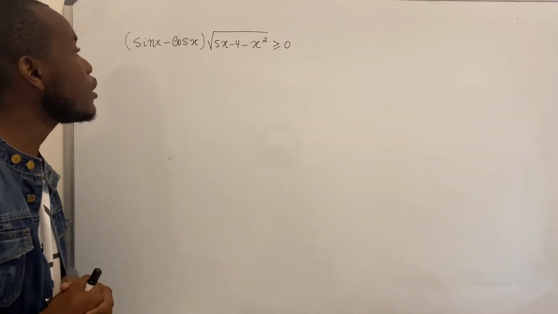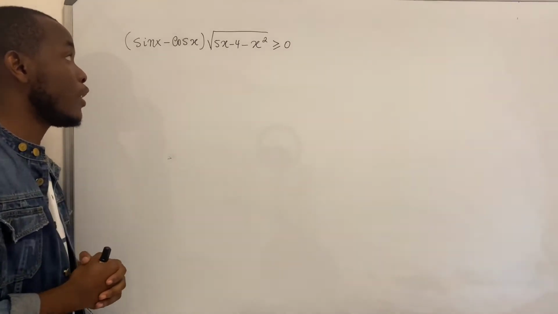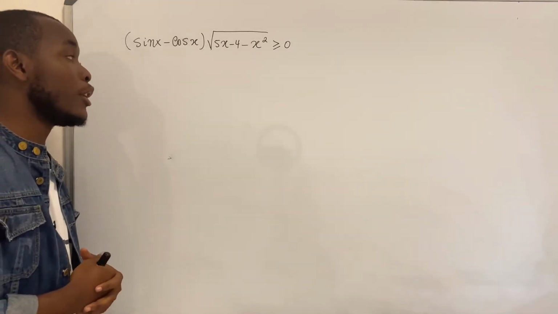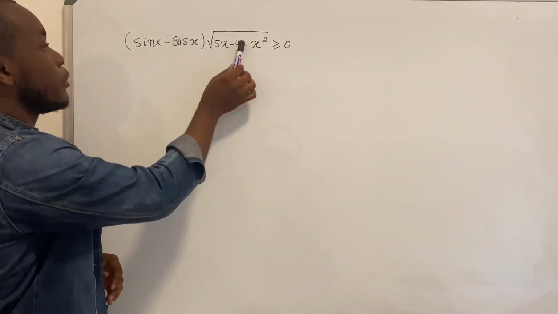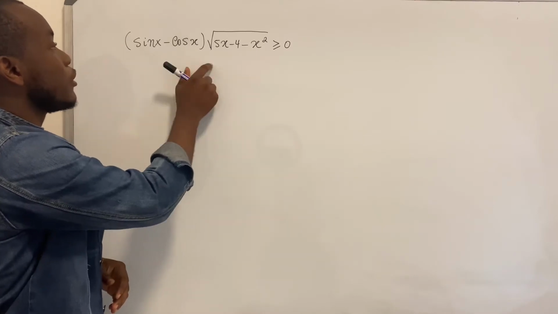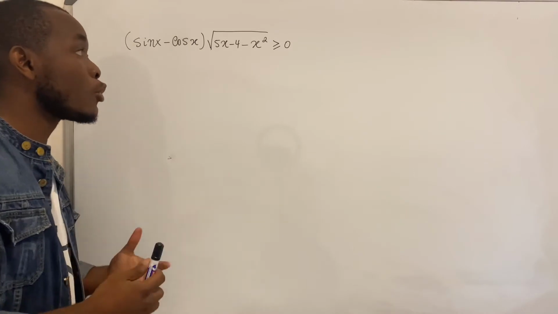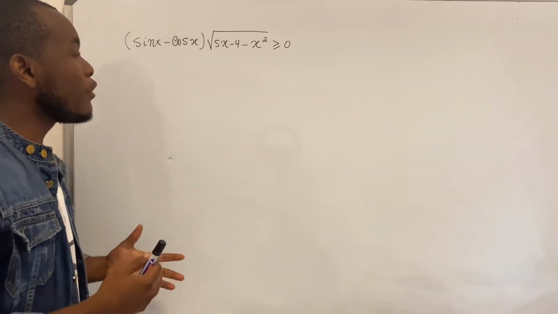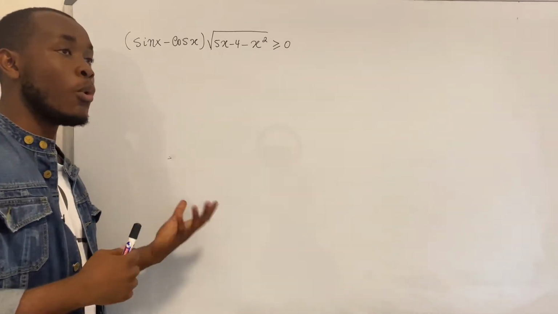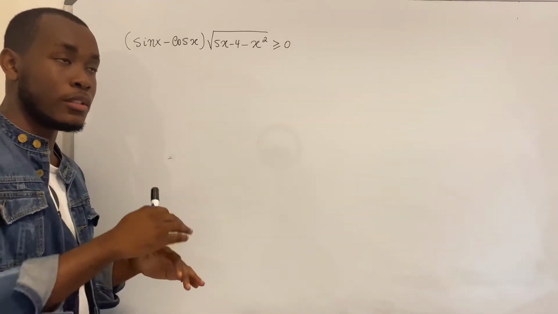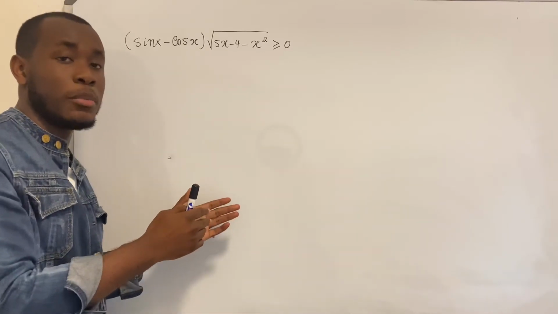So today we have this inequality problem to solve, whereby we have a composition of a trigonometric function multiplying a radical function. The radical function is being multiplied by the trig function, and the product of these two expressions has to be greater than or equal to 0. Solving an inequality, in other words, is analyzing the sign of a function to see where on the graph, or on the real line, the function behaves as positive and behaves as negative.